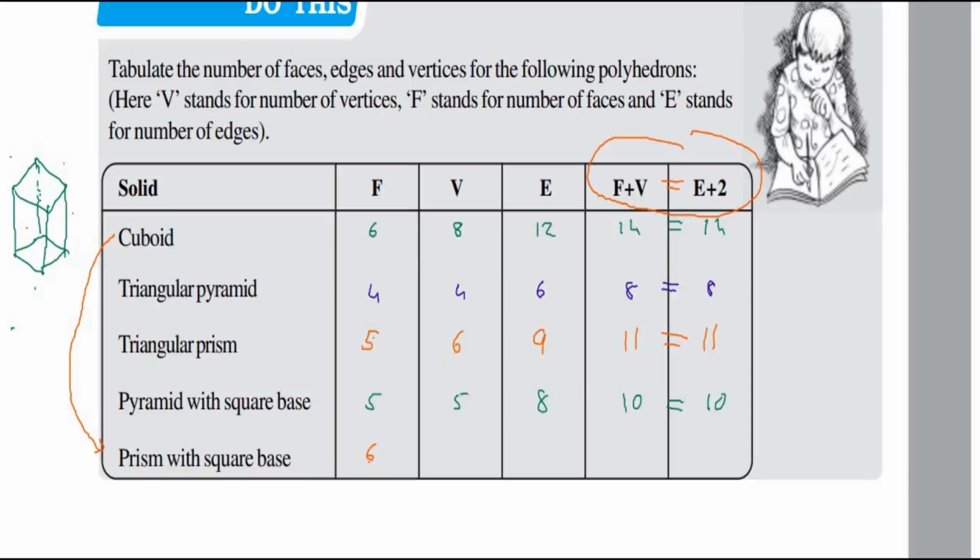You see. So 6. How many vertices? So 4 at the top and 4 at the bottom. So 8. How many edges? So we have 4 at the top, 4 at the bottom, and 4 in the side. 12. Now you can see 6 plus 8, 14. 12 plus 2, 14. Same thing.